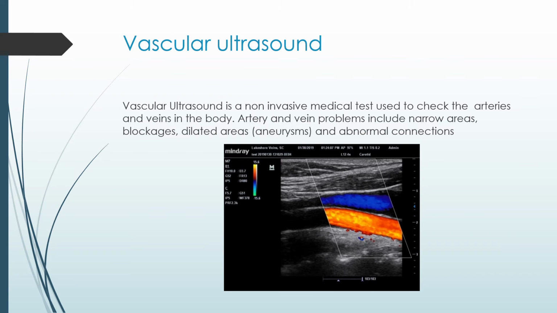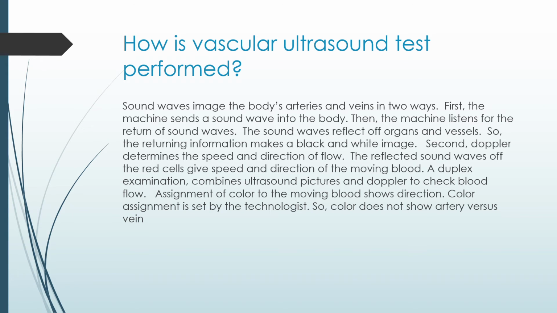So now we'll be moving to vascular ultrasound. The vascular ultrasound is a non-invasive medical test which is used to check the arteries and veins in the body. And arteries and vein problems include narrowing and blockage, dilations, and abnormal connections. How is a vascular ultrasound test performed? Here I gave a brief explanation on this.